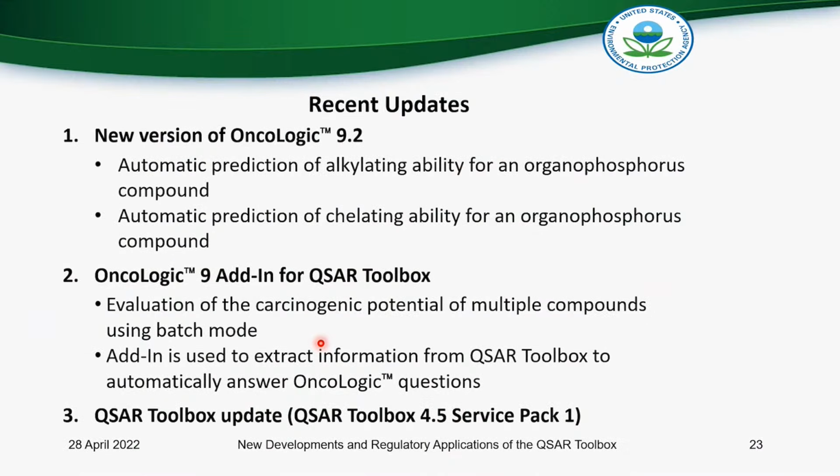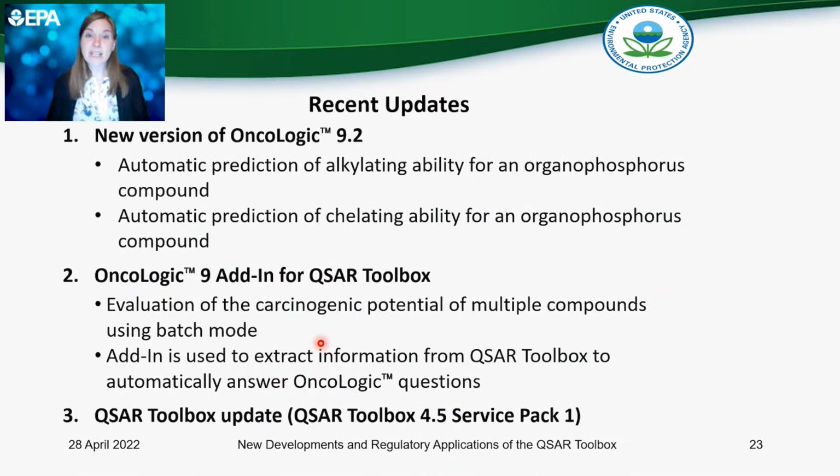Now, I'd just like to talk about some very exciting recent updates that I'm not presenting on today, but we will look forward to talking about in the future. There is a new version of Oncologic 9.2, and it has even more capability to answer these interactive questions. We can now automatically predict the alkylating ability, so the DNA alkylating ability for an organophosphorus compound, and automatically predict the chelating ability for a specific organophosphorus compound using data that is contained within the Qsr Toolbox.